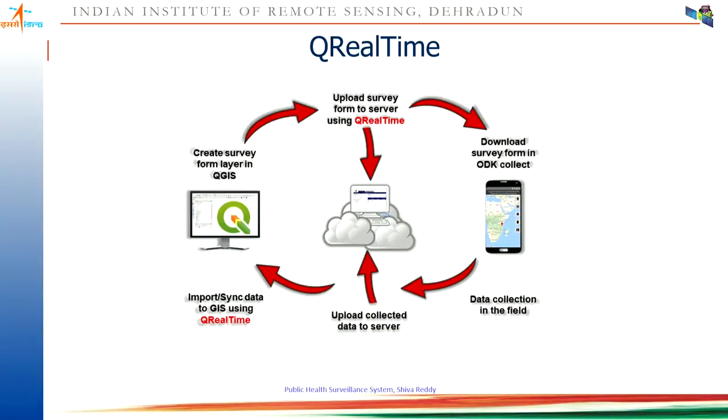So the only thing a QRealTime user needs to know is one menu item where you can make online, you can import, or if you don't want to do that, you can make sync on and say 30 seconds or 1 minute or 1 hour. Each 1 hour, QGIS will automatically check the server, download whatever data is collected from the users and show you in the layer box.